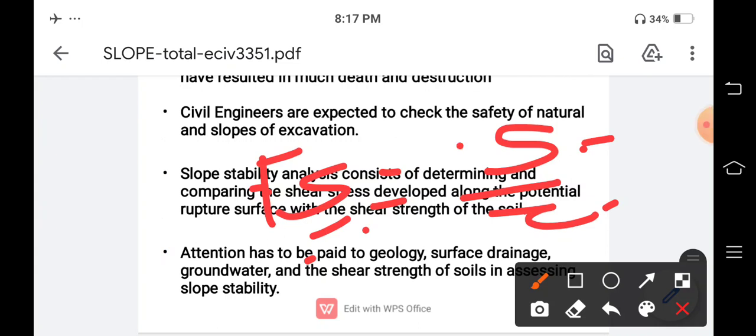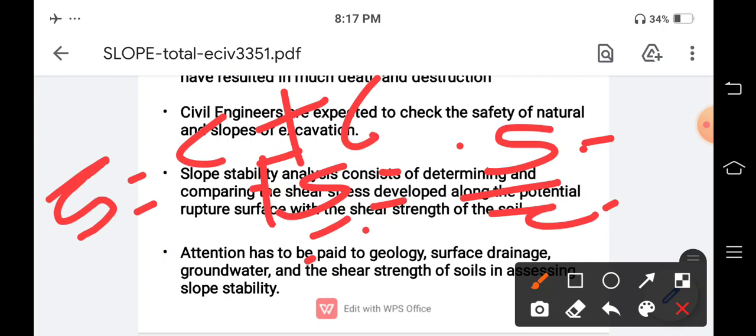So this S or tau can be calculated by the Mohr-Coulomb law. We know the Mohr-Coulomb law: S equals C plus sigma tan phi. Here C is the cohesion, sigma is the normal stress, phi is the angle of internal friction, and S is the shear strength. Depending upon that, we have to check the stability of the slope according to the factor of safety.